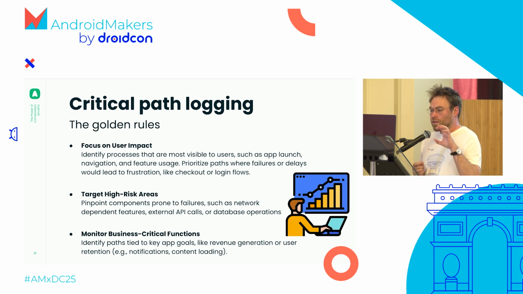Target all the high-risk areas. Pinpoint all the components that are prone to lots of failure, such as all your API requests, the potential WebSocket you are using, all the database operations you are doing inside your application, all the main points of failure that can happen inside your application.